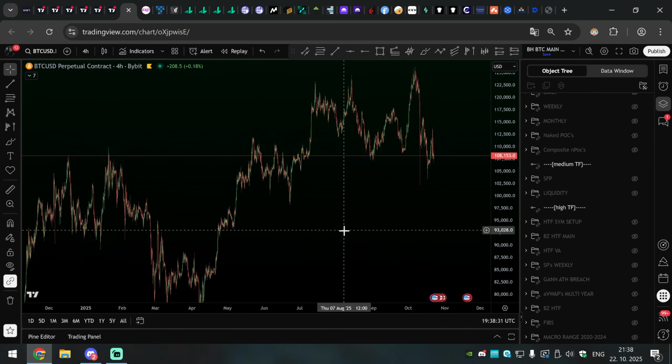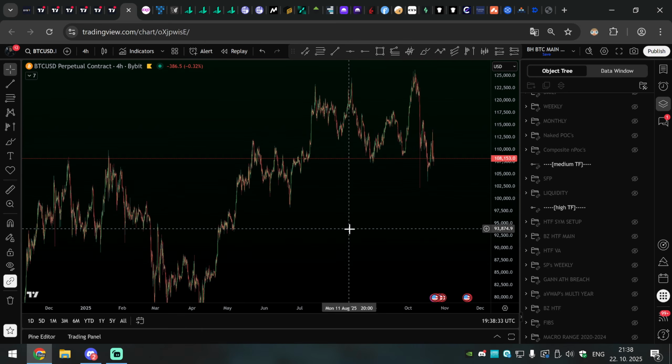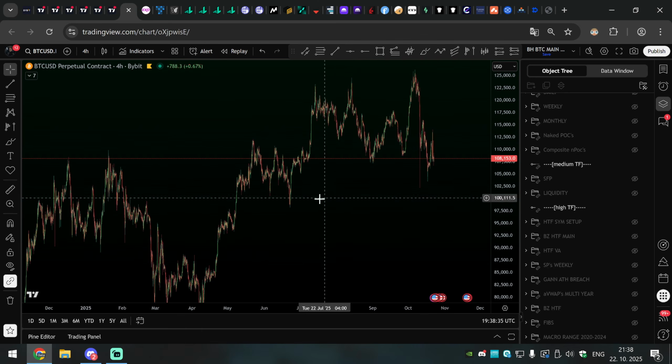And now let's have a look at order flow, which can be valid for today or until Friday.